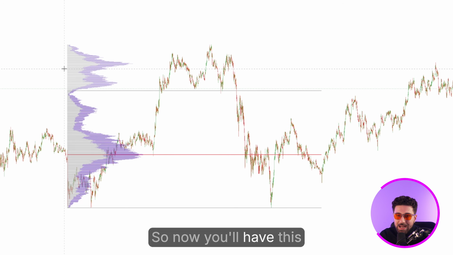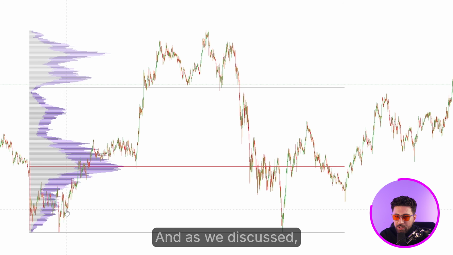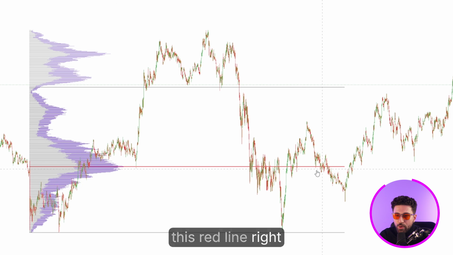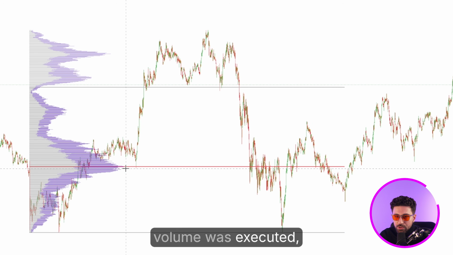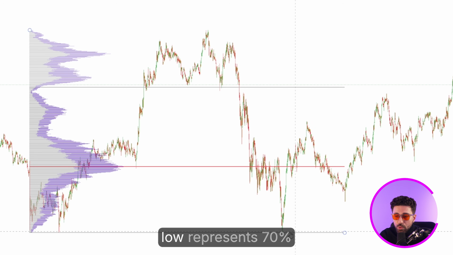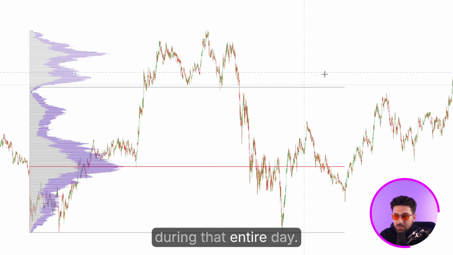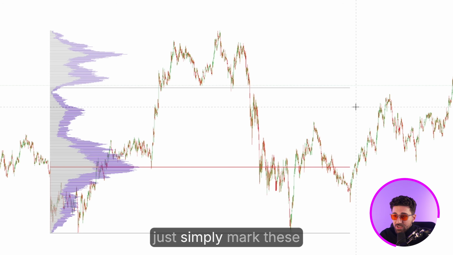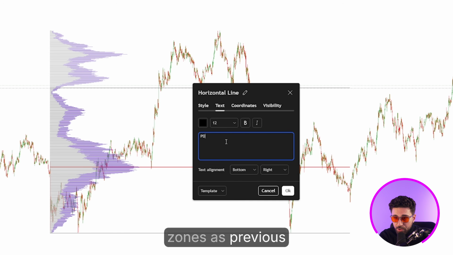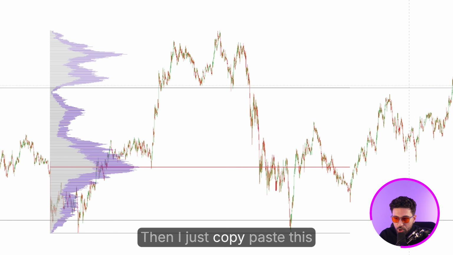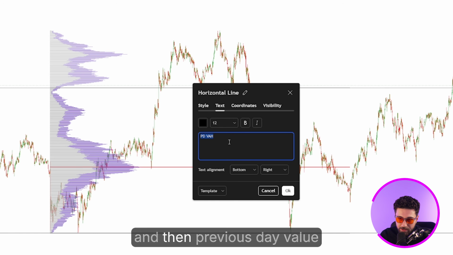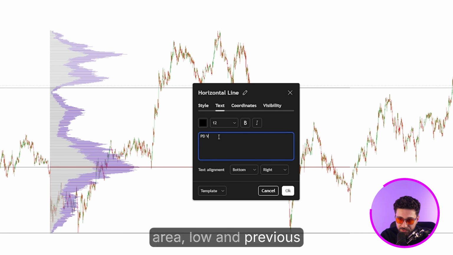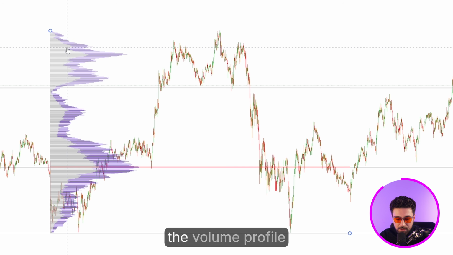So now you will have this exact volume profile, and as we discussed, this red line right here represents the point of control. So the price point most amount of volume was executed, the value area high and the value area low represents 70% of the most amount of volume transacted during that entire day. So now what we will do is we'll just simply mark these zones as previous day value area high, then I just copy paste this and then drag this down, and then previous day value area low and previous day's point of control. And now we can delete the volume profile because we have our levels already marked out.